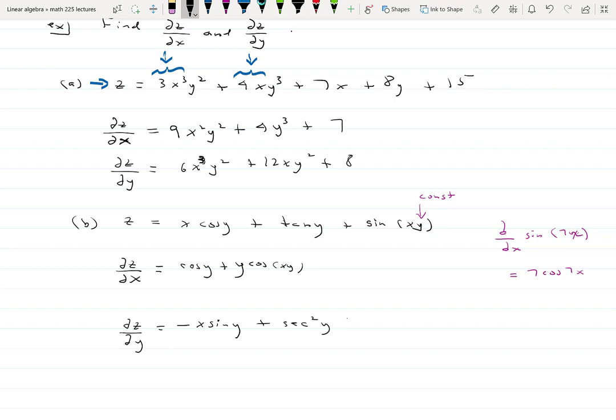Okay, so now what's the derivative with respect to y of sine of xy? Well, in this case, when I take the derivative with respect to y, the x is constant. It's the y that's variable with respect to y. So what's the derivative of sine? The easy part is cosine. So it's cosine of xy times the derivative of xy with respect to y. y is variable. So the derivative of 3y would be 3. The derivative of xy would be x with respect to y.